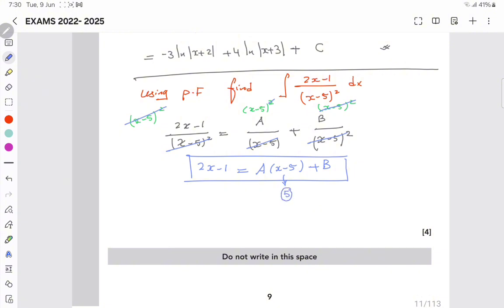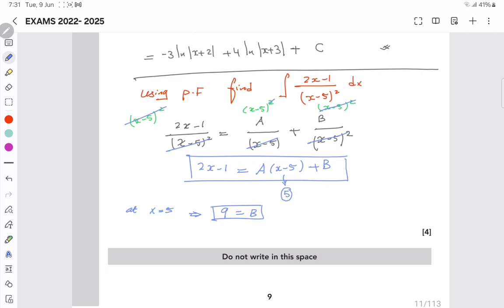We can use 5 to eliminate a and find the value of b. So how to eliminate a? We will check that. We use x equal 5 first. So we have 2 times 5, 10, minus 1, it will be 9, equal to b, eliminating a. So I have the value of b.